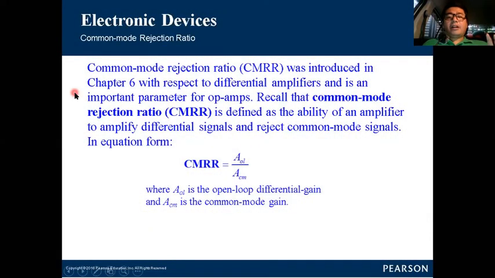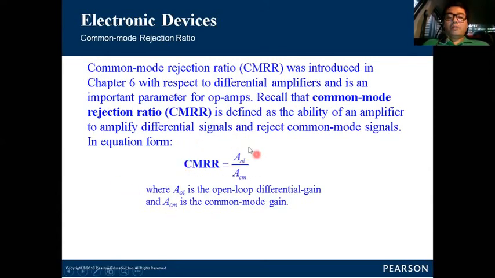Ang CMRR is actually a value na nagpapakita ng ability ng isang amplifier to amplify a signal but at the same time, i-reject yung common mode na signals. Remember, common mode signals, ito yung noise na sumasampa dun sa ating circuit or pumapasok sa parehong input ng ating operational amplifier. So kapag mataas yung ating CMRR, it means that maganda yung signal and maganda rin yung pagkaka-reject ng noise. Meron tayong equation for CMRR.